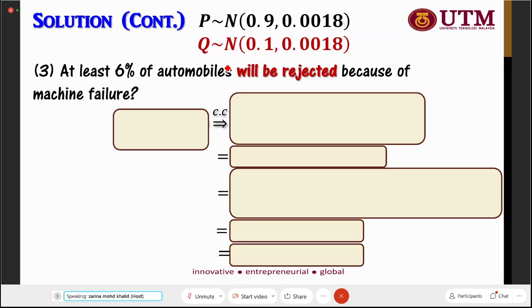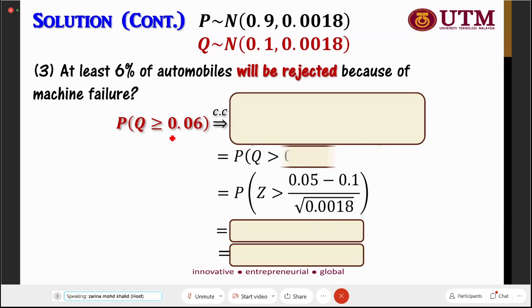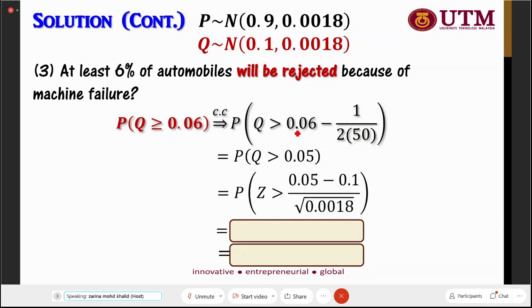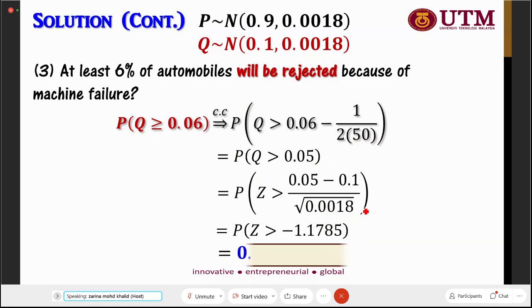So you want to find the probability of Q, the proportion of automobiles that will be rejected is at least. At least. So again, CC please. So when you CC, you have to start from a value slightly lower, and this is the case. You standardize, and then use your calculator straight away.